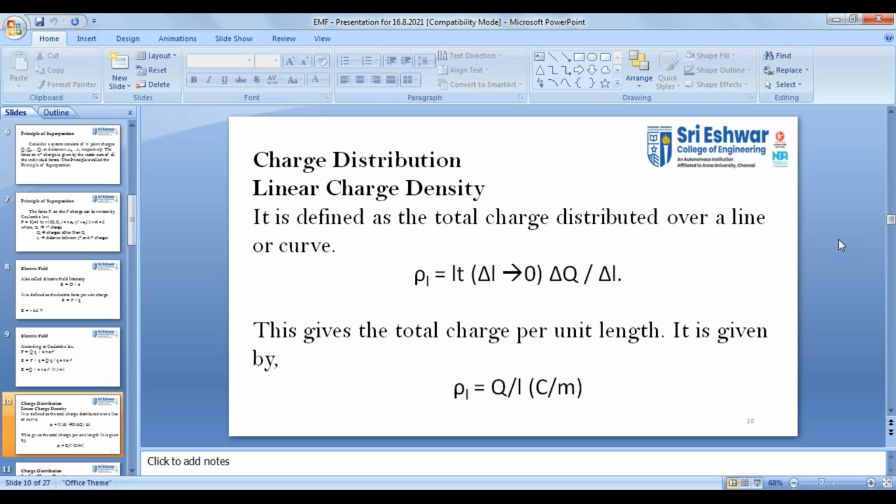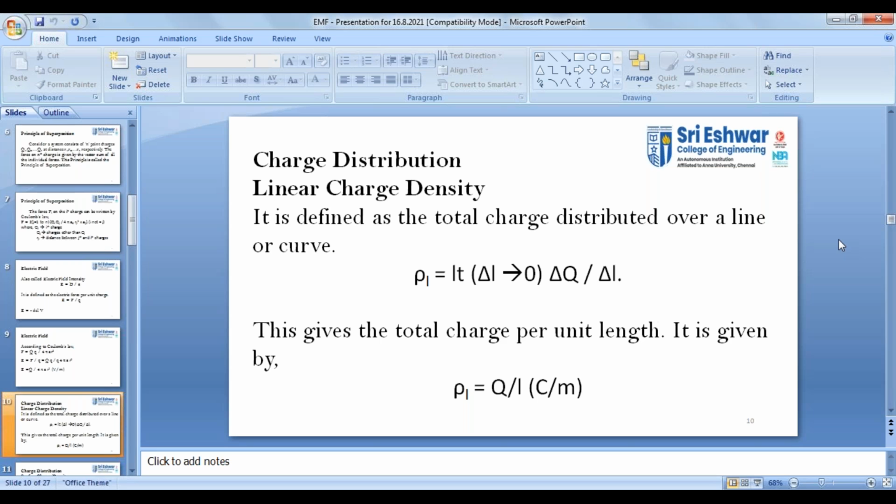Okay. Next focus is on charge distributions. As I said, there are three types of distributions. One is line distribution, which is also called linear charge distribution. By using this linear charge density, we are going to distribute it. Then I am going to have surface charge distribution. Then finally volume charge distribution. Very simple formula, just remember.